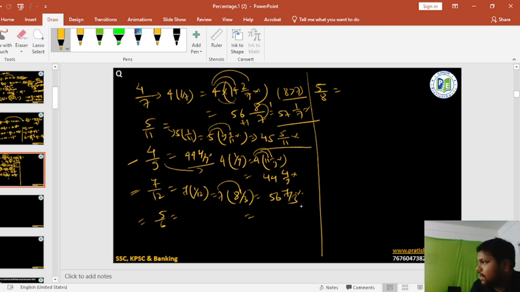Here 7 is greater than 3. How many times will it go? 2 times. That 2 you add here. 56 plus 2 is 58. Remainder is how much? 1. 3 twos are 6, 7 minus 6 is 1. 1 by 3. That's done. 58 is to 1 by 3%.